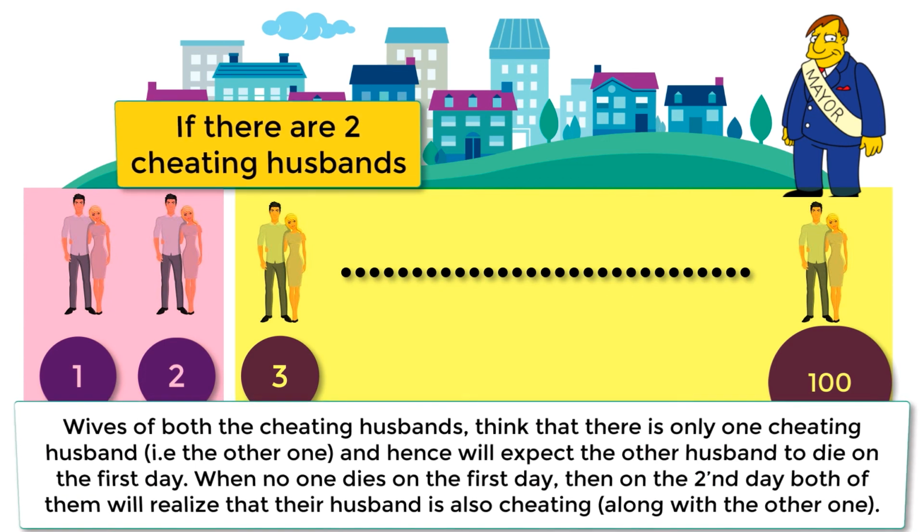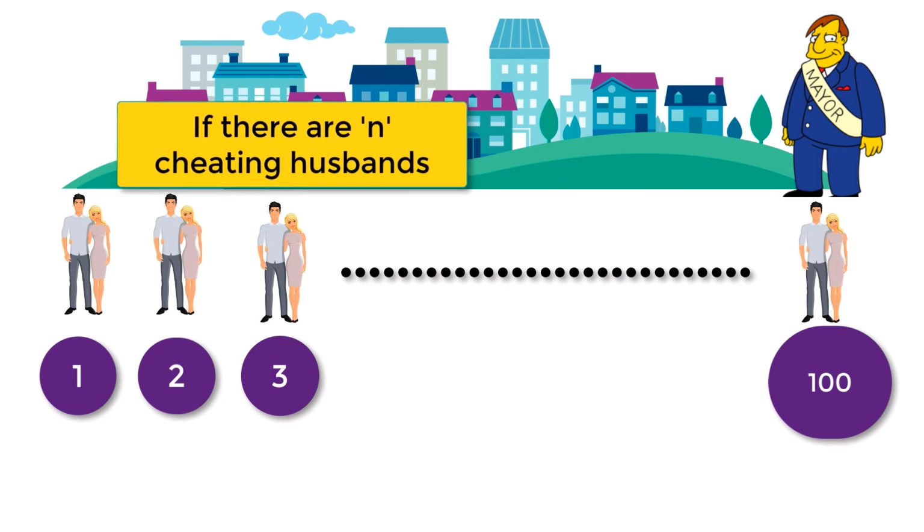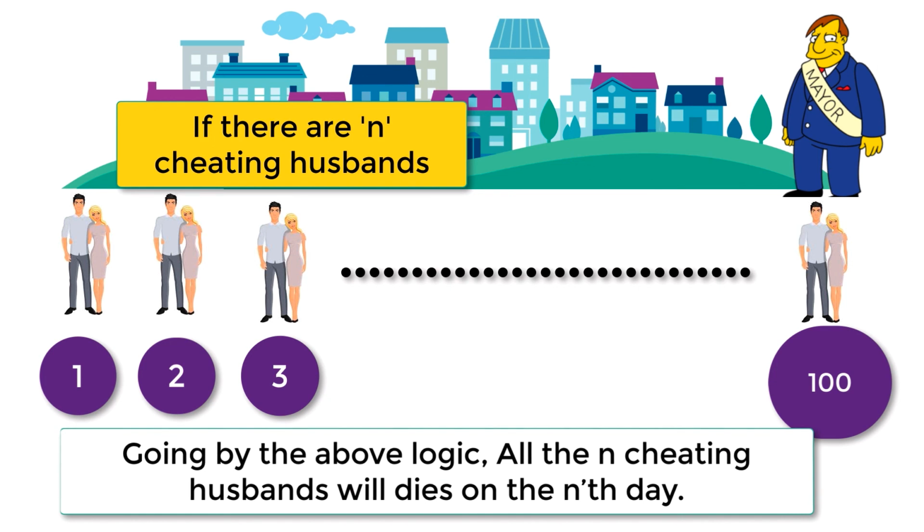Think about it like this: if there are n cheating husbands, going by this logic, they all die on the nth day after the mayor's announcement.